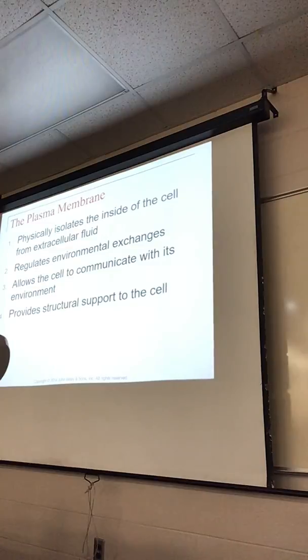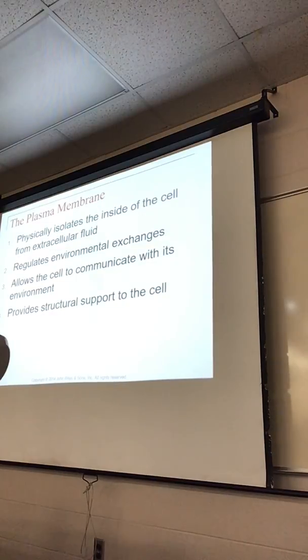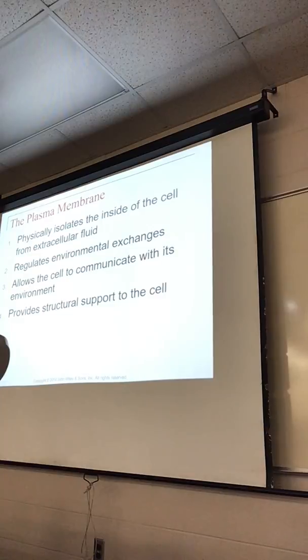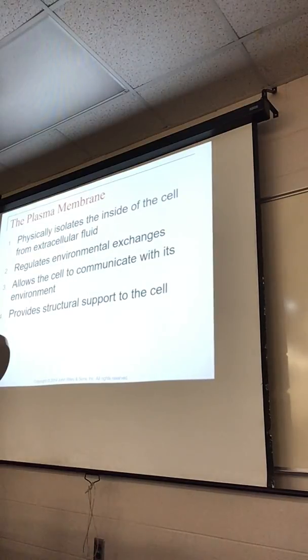The plasma membrane allows the cell to communicate with its environment, and it has several ways of doing that, which we'll talk about today, by its components that are attached to it. And of course, it provides structural support to the cell. Your cell does have cytoskeletal elements that provide structural support, sitting usually on the inside of your plasma membrane, and it's going to provide some shape to the cell.